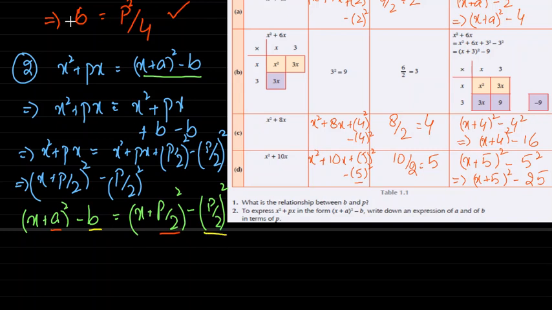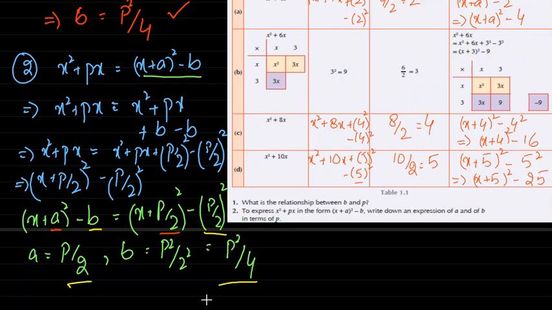So further moving on, it says that a is equal to p divided by 2 and b is equal to p square divided by 2 square, which is equal to p square divided by 4. So these are the answers respectively.